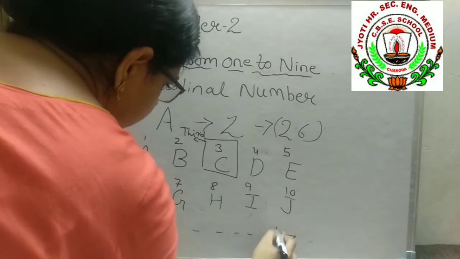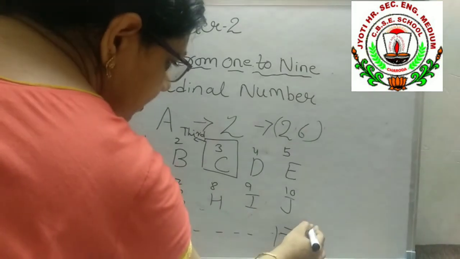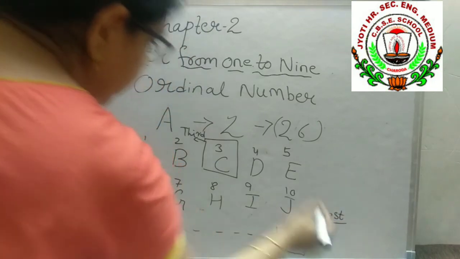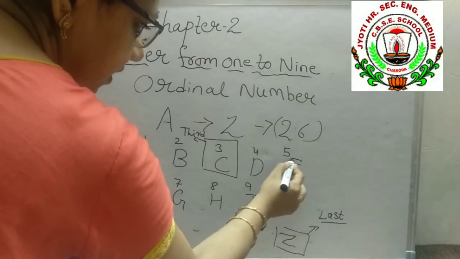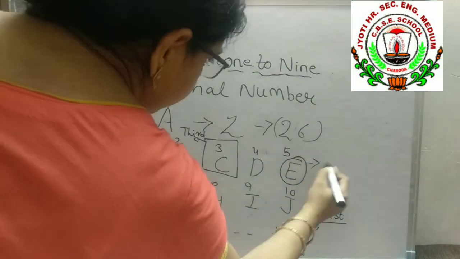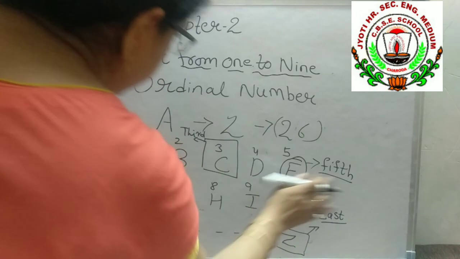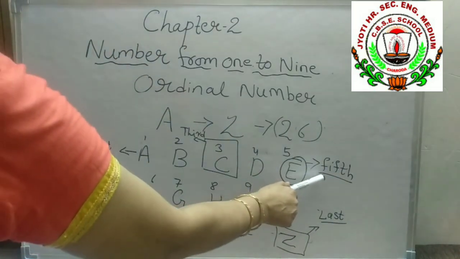Now student, if anybody asks you which is the last alphabet, it is Z. Which is the last alphabet? The last alphabet is Z. What is the position of E? If anybody asks you what is the position of E, where is it standing? In the 5th position. So the position of E is 5th.